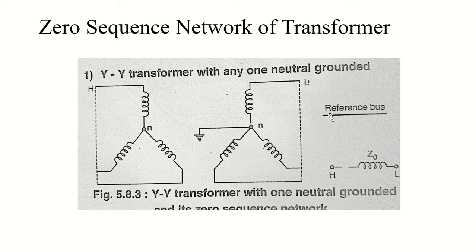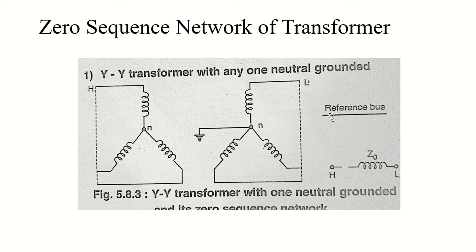Because such currents are getting produced because of the presence of zero sequence voltages in my delta connection, they will be present there. Now let's try to see some of the types of transformer connections, what will happen with those topologies, and what the zero sequence network will be for those topologies.